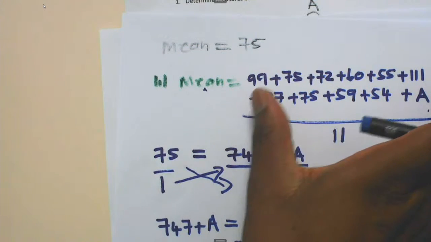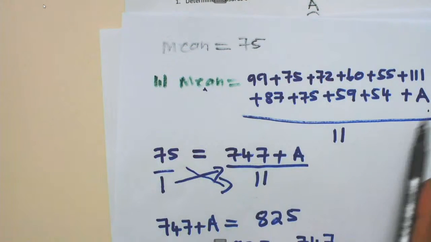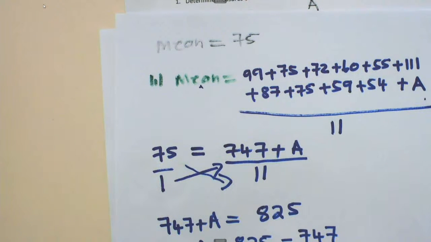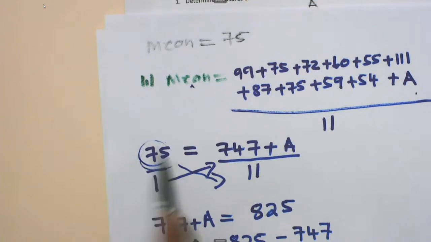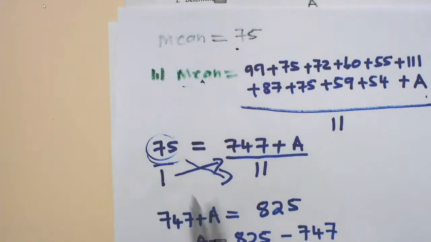We add all the values that we have. The concept of mean is adding all the values in the data set and dividing by the number of values in the data set. And then remember where I put 75, it is in place of the mean, because my mean is equal to 75.